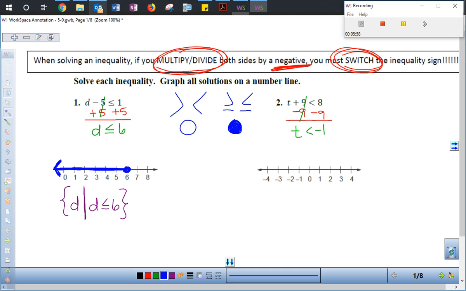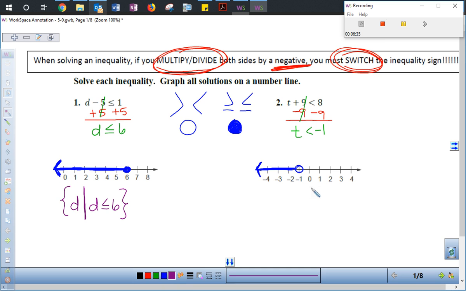Next, all we have to do is graph it. So, t is less than negative 1. I'm going to find negative 1 right here, but since it's less than, not less than or equal to, we need to put an open dot. So we're just going to put an open dot there and not fill it in. Now, I want numbers that are less than negative 1. So if I look at my number line, the numbers that are smaller than negative 1 are going to the left. So here, my arrow is going to go to the left. So all the way to the end of the number line, put an arrow to show that it goes on forever and ever.